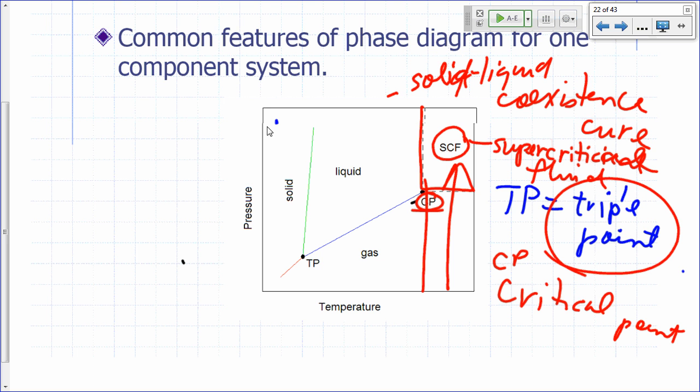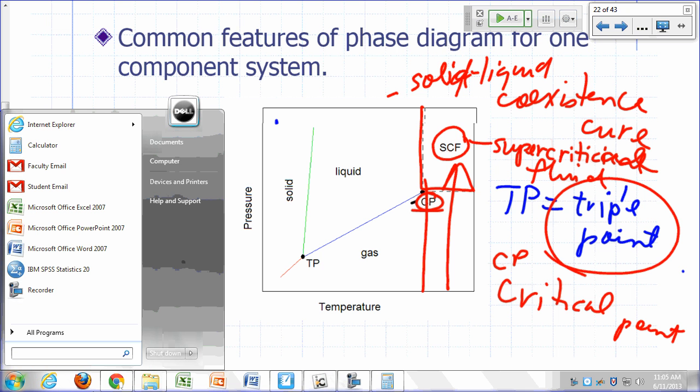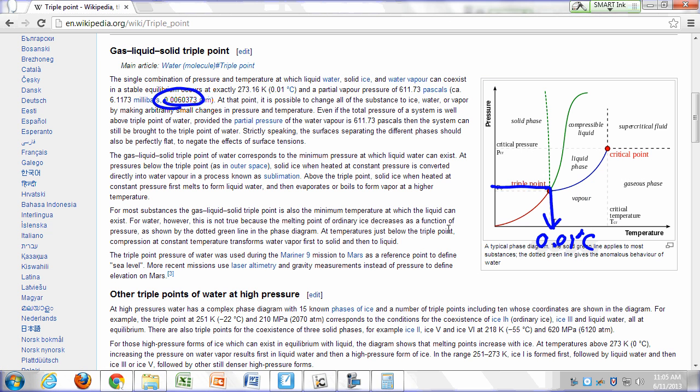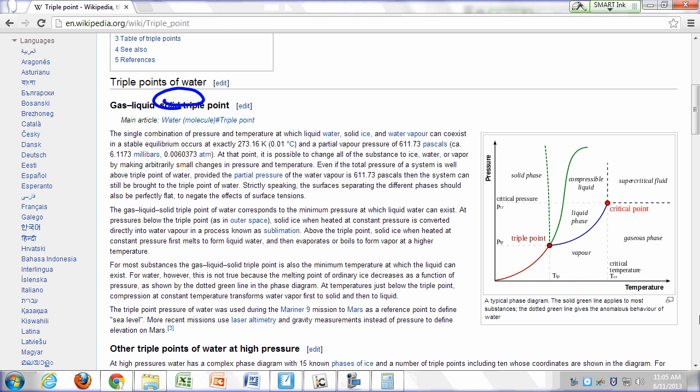Okay, you'll notice this is really a very simplified diagram. The one I've shown you earlier on the website is a more realistic depiction of the phase diagram. So those are not really straight lines.